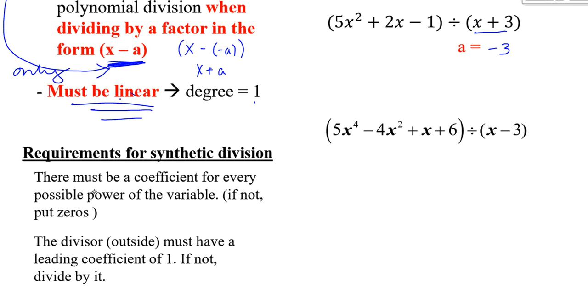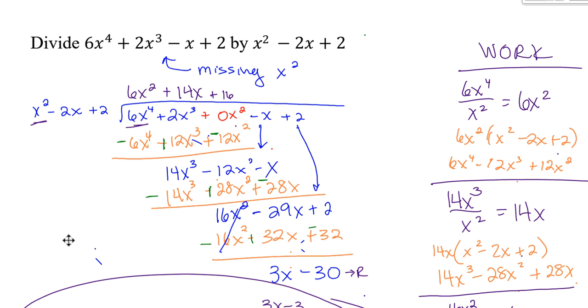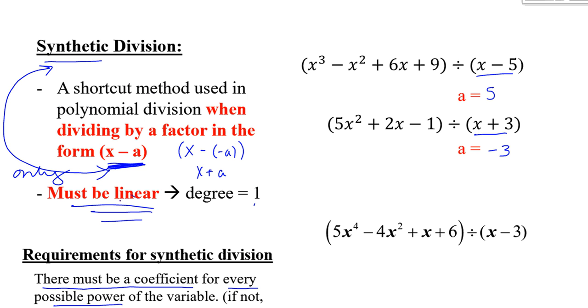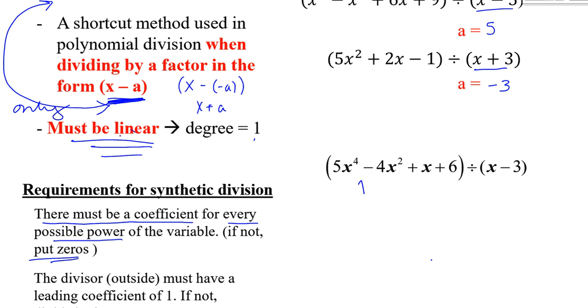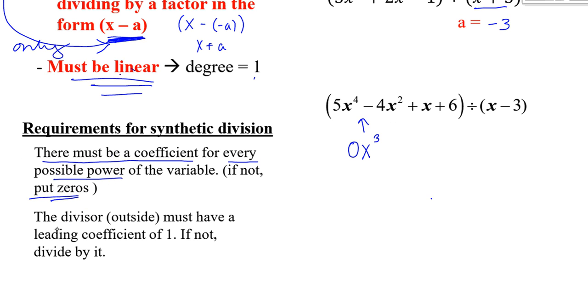Okay. Requirements: there must be a coefficient for every possible power of the variable, just like we did before. In this example, we put in that 0x squared to hold that place. Same thing for these, there has to be a spot for each of them. So right here, there's no x to the third, so we would put a 0 in that spot, and the coefficient for that would be 0. The divisor, the outside thing, must have a leading coefficient of 1. If not, you should try and divide by it.